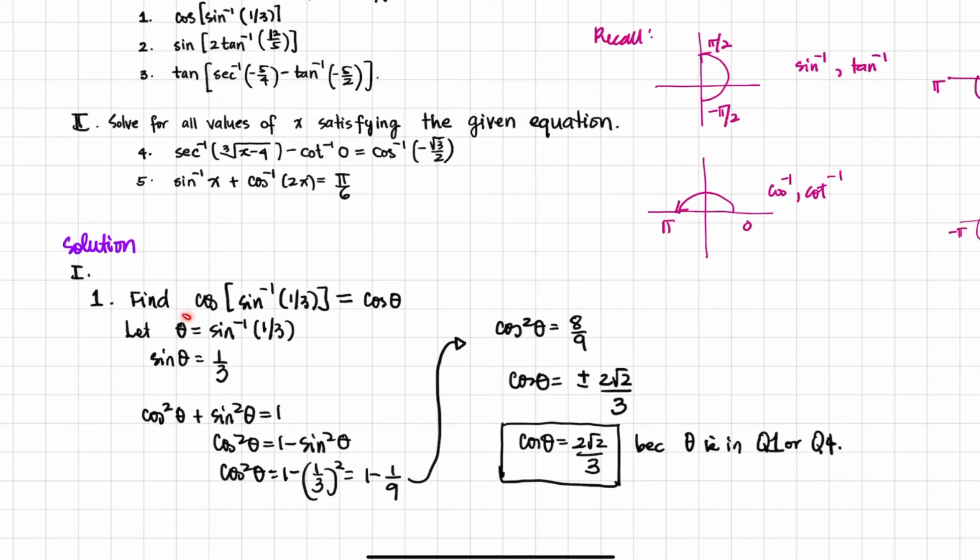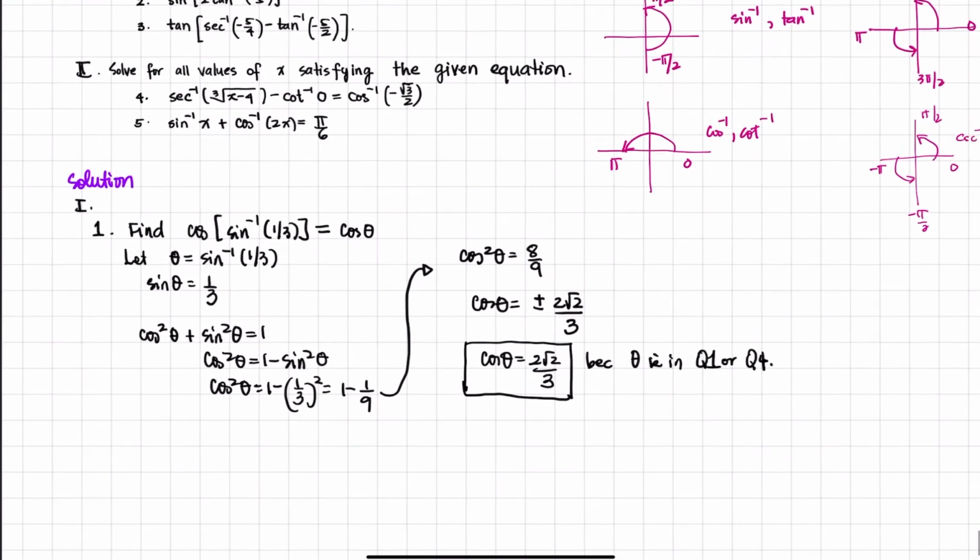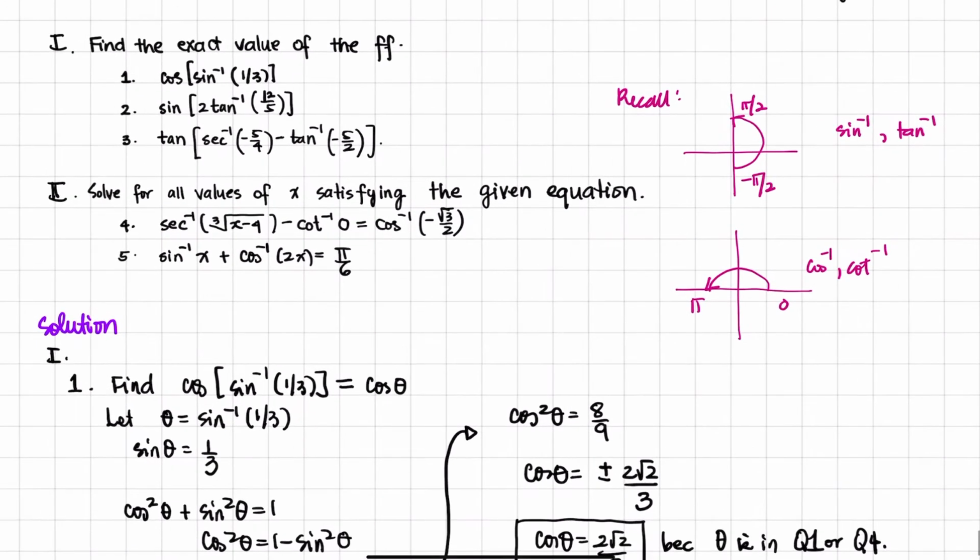Or pwede naman ganito. So from here, nasa quadrant 1 or nasa quadrant 4 na yung theta. But since sine is positive, by All Students Take Calculus ko, mapipwersa na nasa quadrant 1 yung theta ko. So, positive si cosine. Okay, number 2 na tayo. Kopyahin natin yung question.